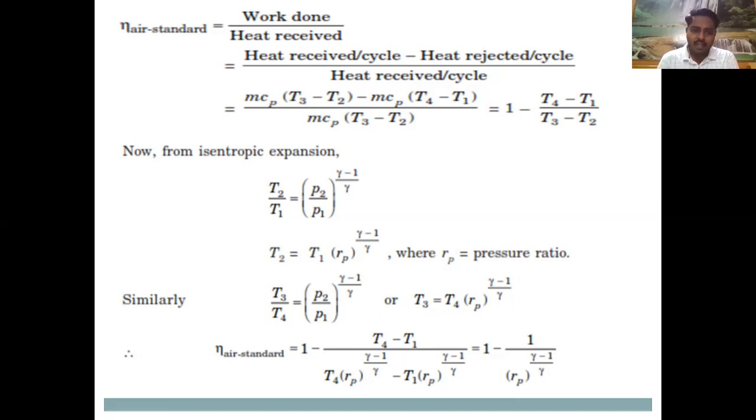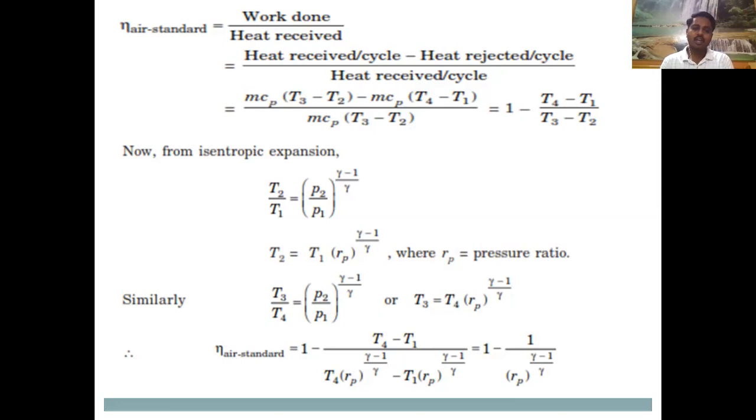Now for isentropic compression and expansion, T2 upon T1 is equal to P2 upon P1 raised to gamma minus 1 upon gamma. Now P2 upon P1 is nothing but our pressure ratio, and you know the definition of pressure ratio, that is the maximum pressure divided by minimum pressure. Maximum pressure is available at the end of our compressor and minimum pressure is available at the inlet of our compressor. That's why P2 upon P1 is our pressure ratio. From that formula, you get the equation T2 is equal to T1 into Rp raised to gamma minus 1 upon gamma.